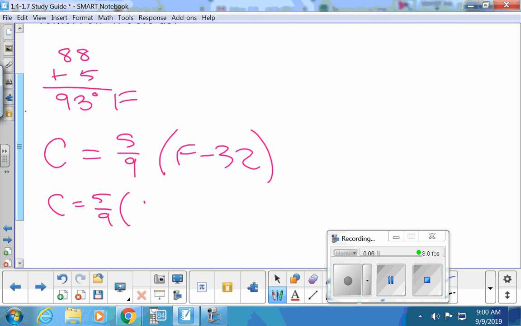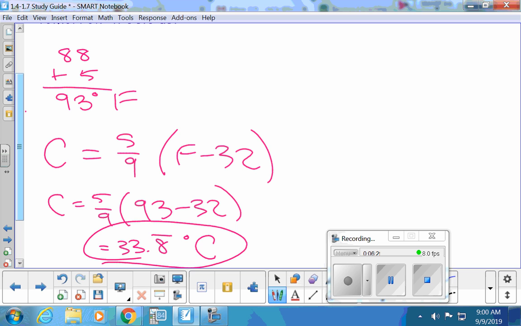So I'm sticking the 93 in for F. 5 divided by 9 times 93 minus 32. 33.8 repeating degrees Celsius.